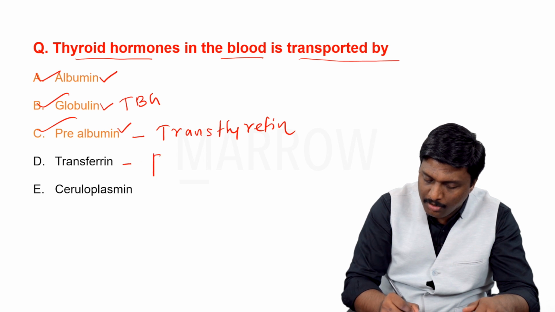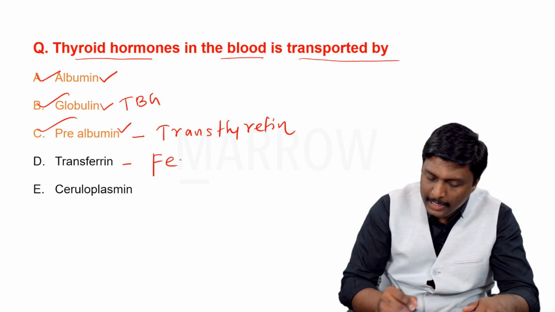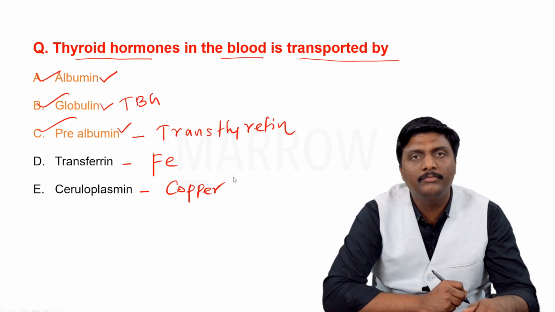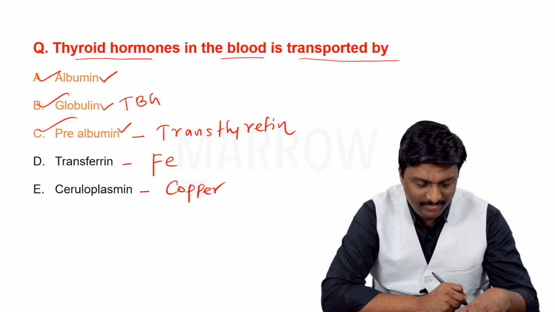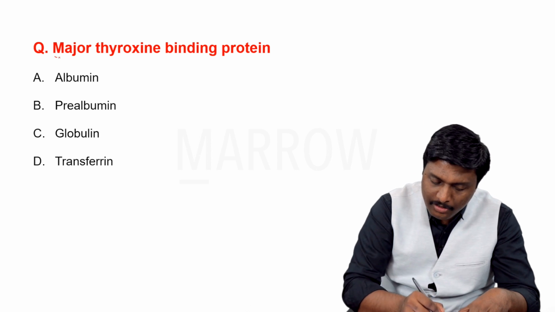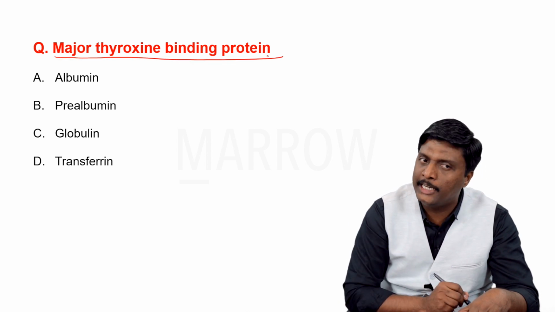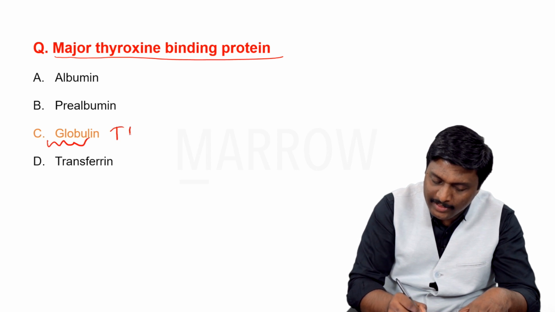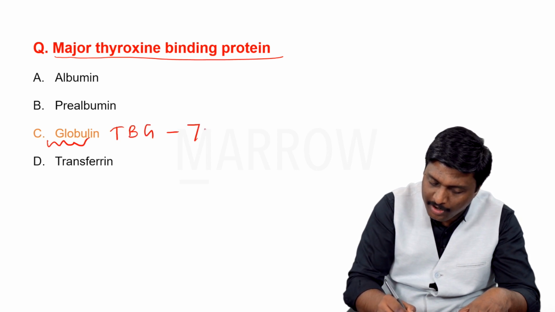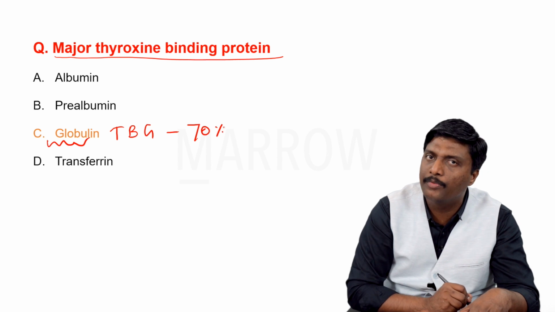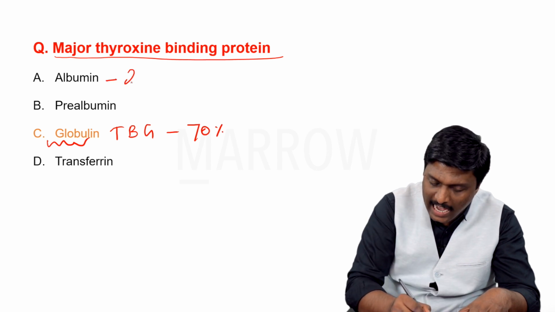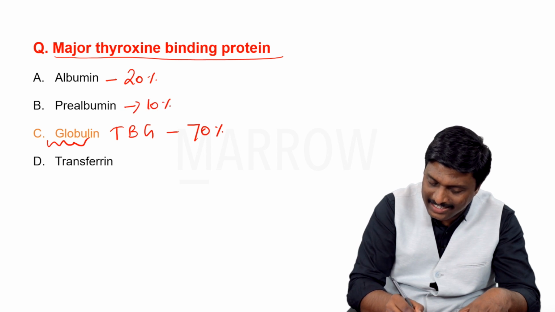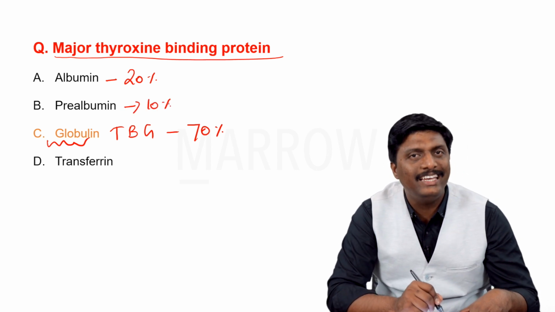Transferrin is the transport form for iron. Ceruloplasmin is the transport form for copper. Simple. Major thyroxine binding protein. As I told you, it is going to be a globulin. What is that globulin? Thyroid binding globulin, responsible for 70% of hormone transport. Next major is albumin 20%. The least important 10% is prealbumin or transthyretin.